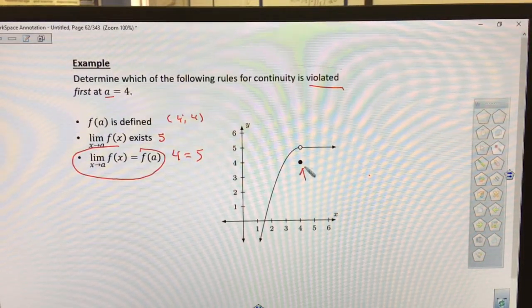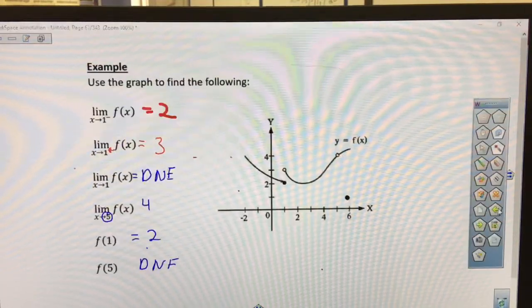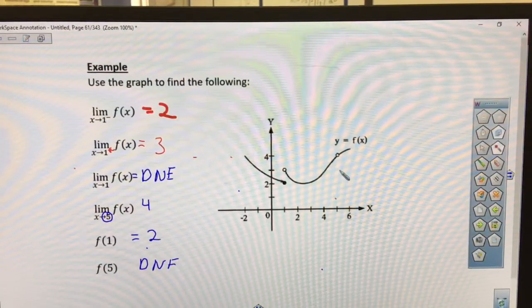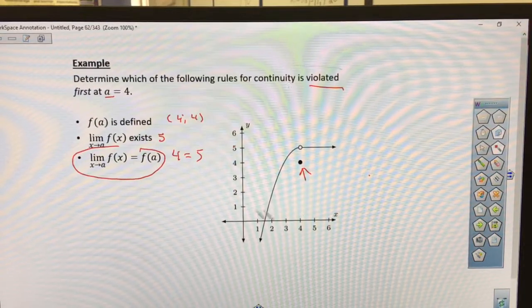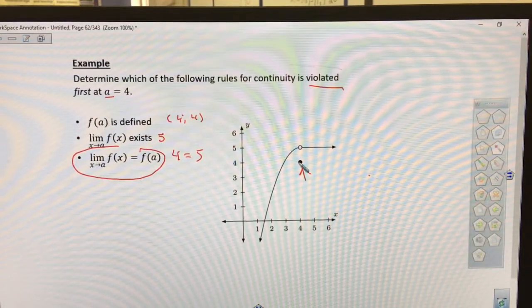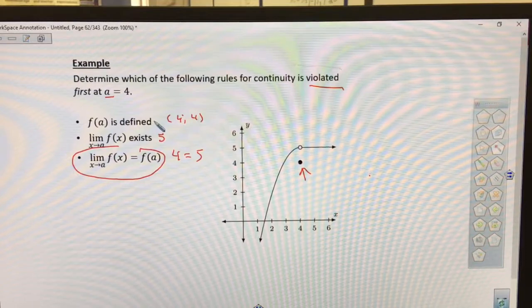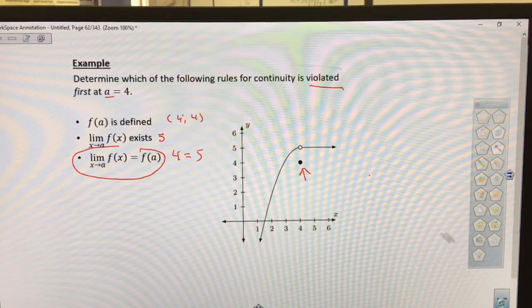Now, if they didn't have this closed circle here, f of A does not exist. Alright? If they didn't have that closed circle there, like back on this one, see how they don't have the closed circle there? It doesn't exist. So that would have been violated on that one. This one, they have it. So when A equals 4, y equals 4. If they didn't have that, then it would be D and E. That one would have been violated. Yeah. But because they have a dot there, it isn't violated.